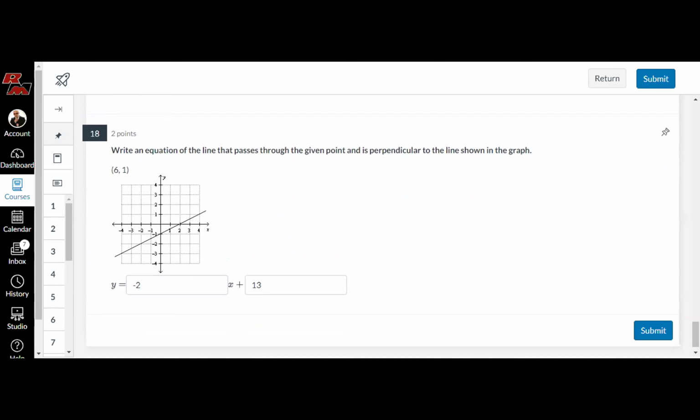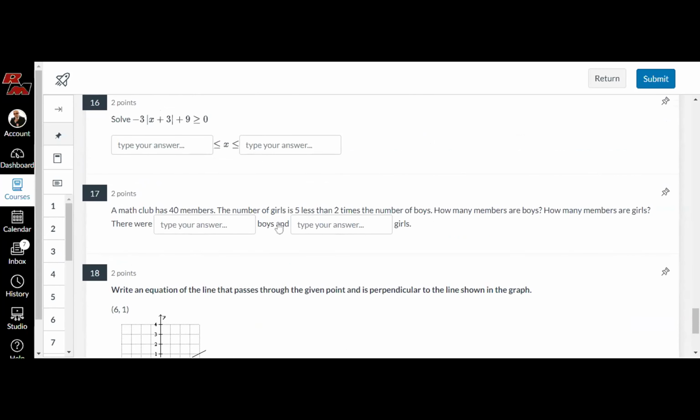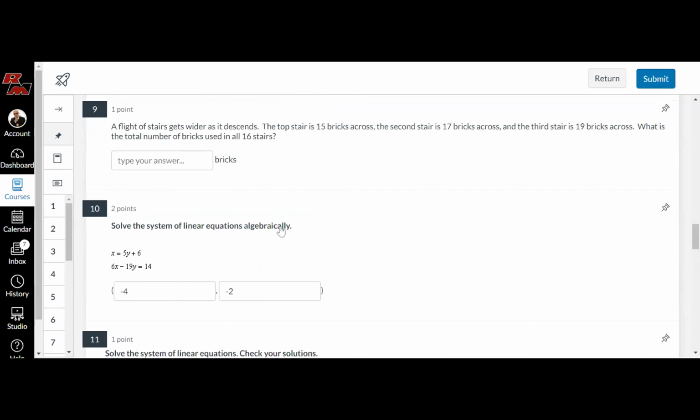Okay. Should I stop sharing my screen? Yeah. Okay. All right. Let me grab more of these sequence problems. Number 9. Okay. I will share my screen here in a moment.